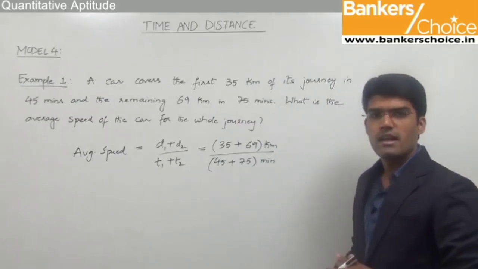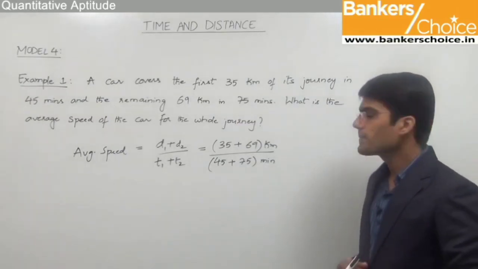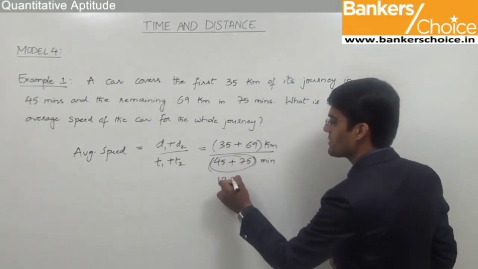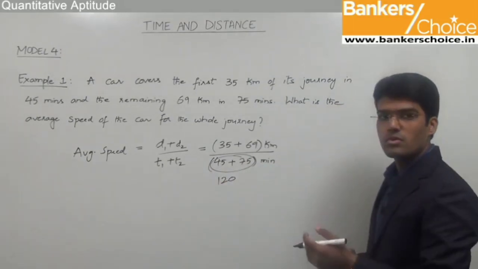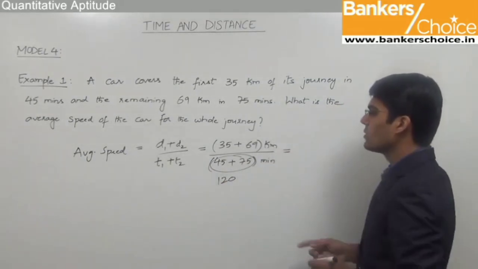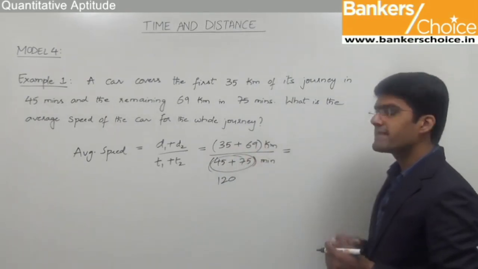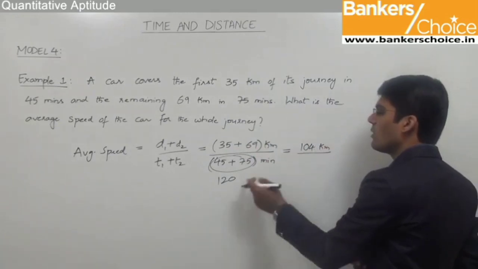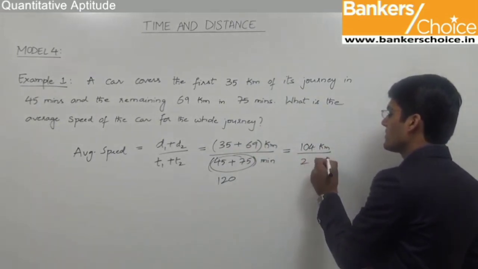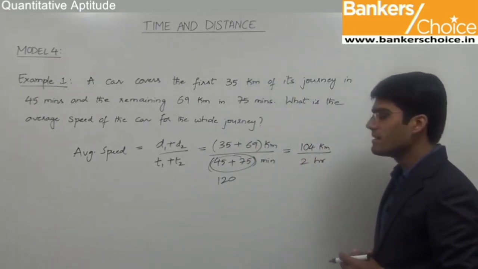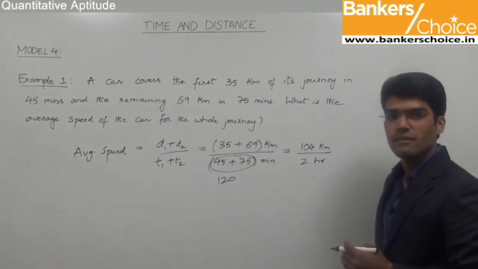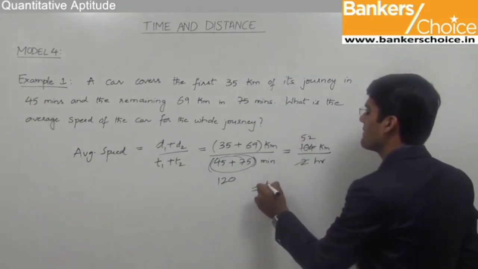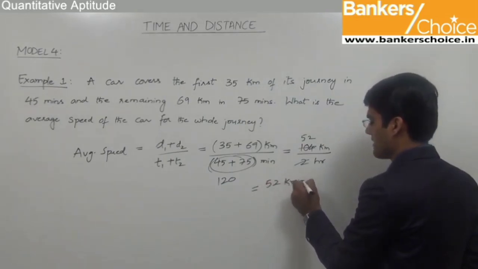Here, let us understand how to find out the speed in kilometers per hour. As we can see, the total time here is nothing but 45 plus 75, that is 120 minutes, which is equal to 2 hours. So we can say that the total distance is 35 plus 69, that is 104 kilometers, which has been covered over a time of 2 hours. So now you can see that the distance is in kilometers and time is in hours. So the speed which we get will be in kilometers per hour. So by simplifying this, we get the speed as 52 kilometers per hour.